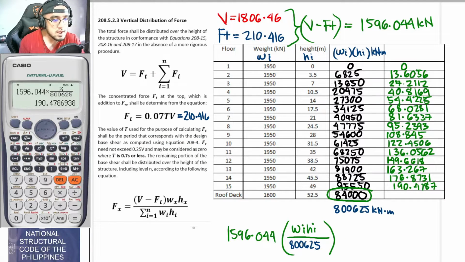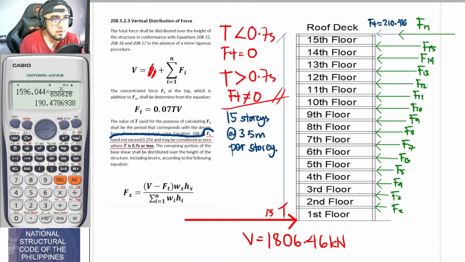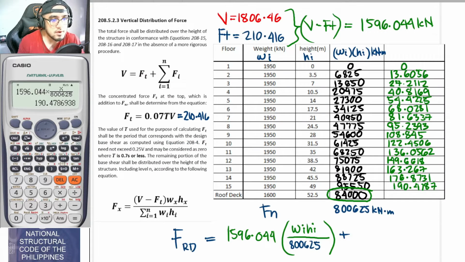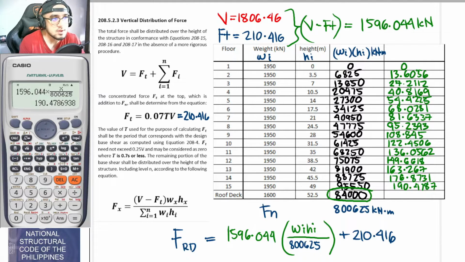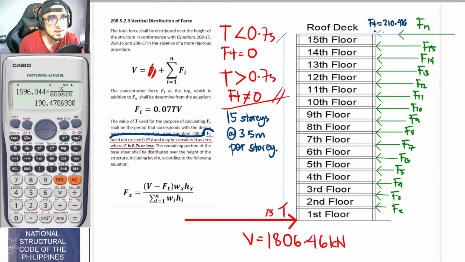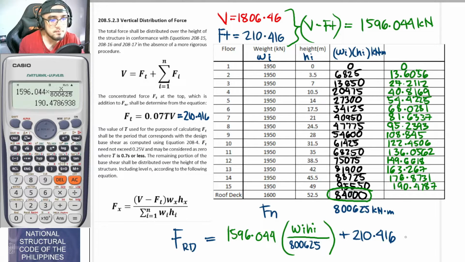Okay, so let's say that this is now to be the force at the roof deck. So let's say FRD is equal to the value for your Fn, and you would be adding the value for Ft right now. So Ft is 210.416. Okay, so why did I do that once again? Because of course, the force that is acting on this level is the combination of Ft and Fn. So just add them.